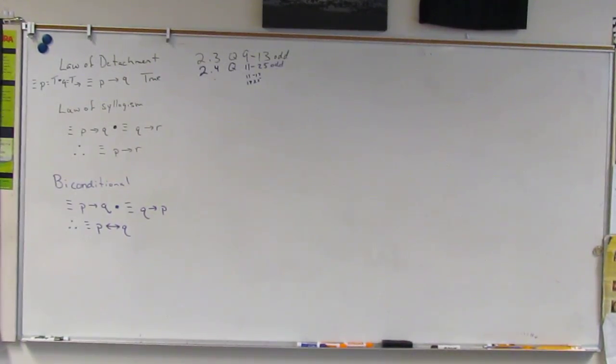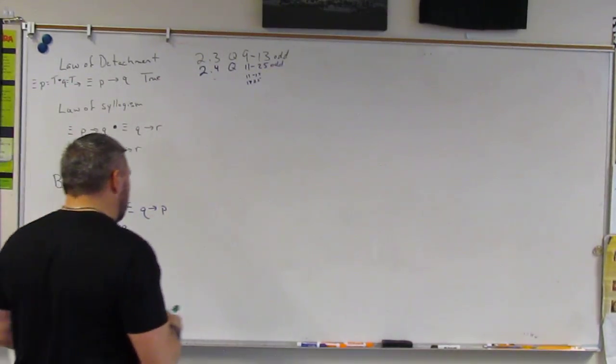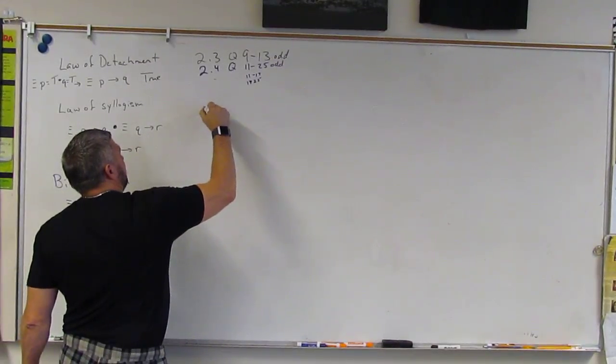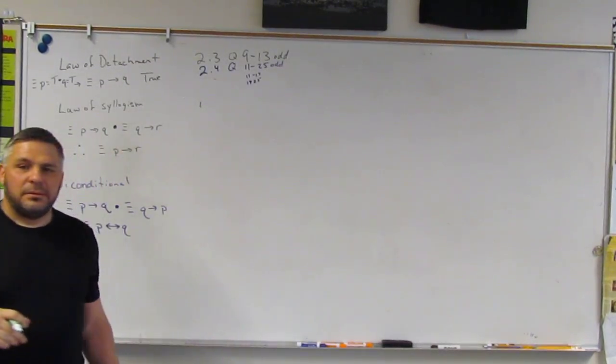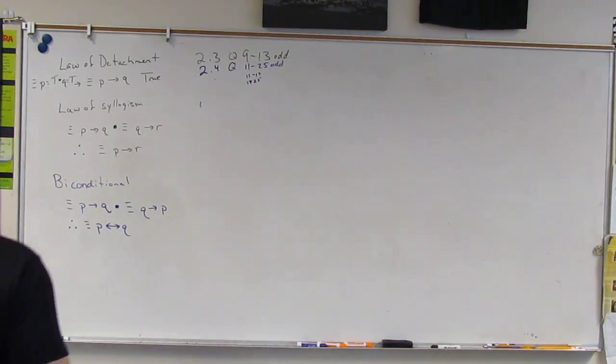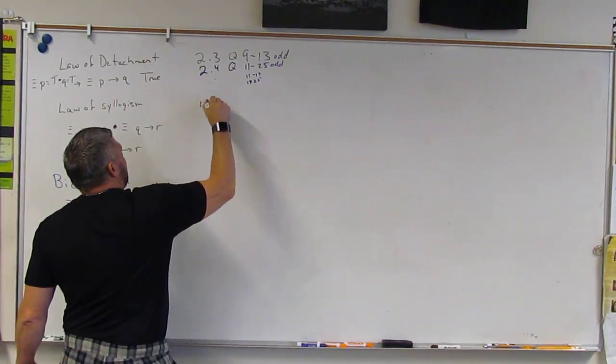Number 19. Write each definition as a biconditional statement. A catcher is a baseball player who is positioned behind home plate and who catches throws from a pitcher. It doesn't say just, but it does say who catches throws. Is that true? Okay, so let's write it as a biconditional statement.